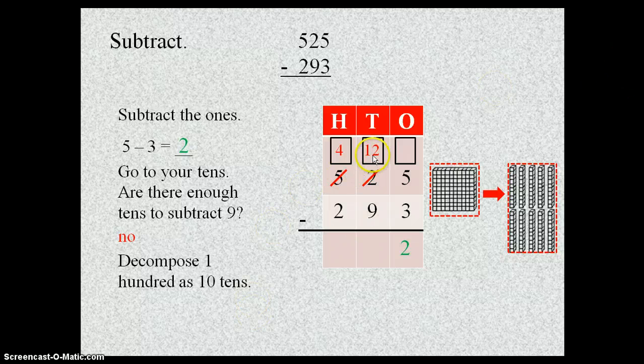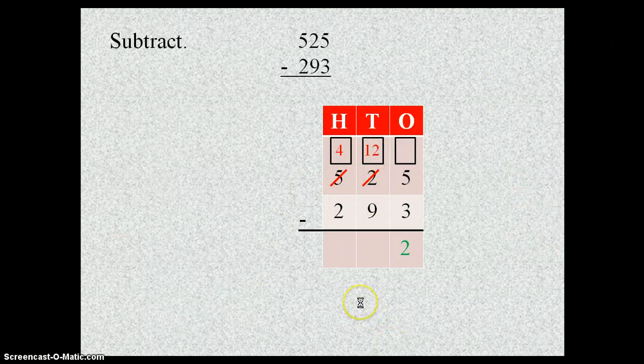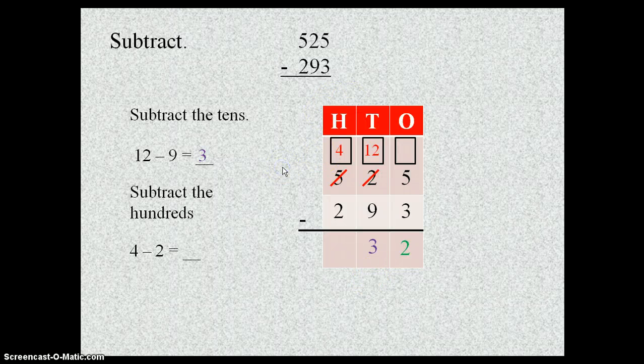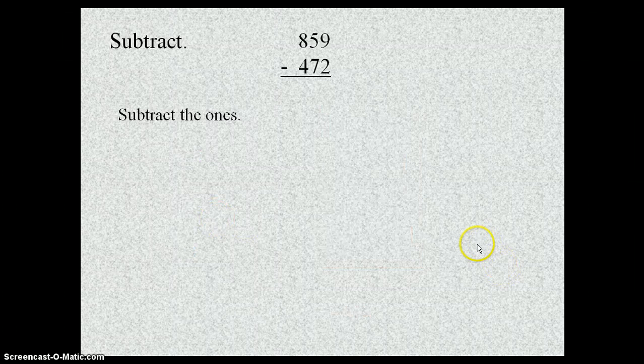All right, 12. Now we can subtract our tens now that we have enough. So 12 tens minus 9 tens is going to be 3 tens. I'm going to write it. Now I can do step 4. Subtract the hundreds. 400 minus 200 equals 200. I was giving you some time to think. All right, let's look at the next one.